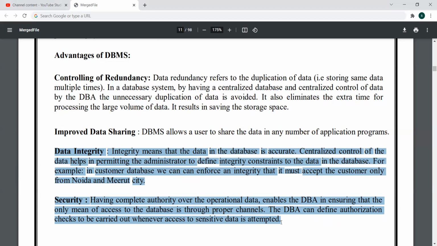Next, security. Having complete authority over the operational data enables the DBA, the database administrator, to ensure that the only means of access to the database is through proper channels. The DBA can define authorization checks to be carried out whenever access to sensitive data is attempted.